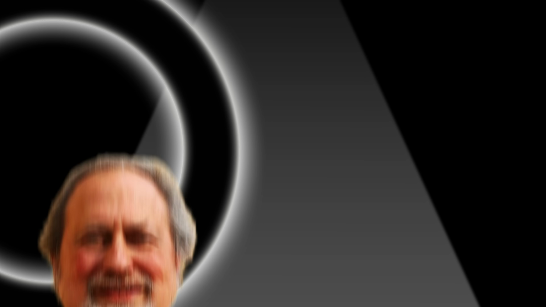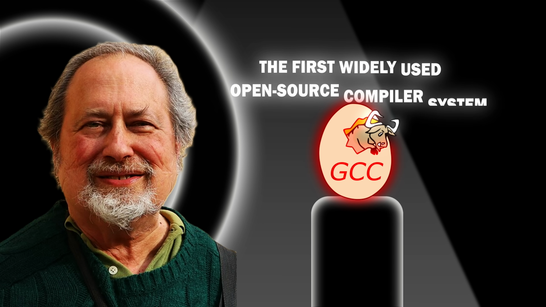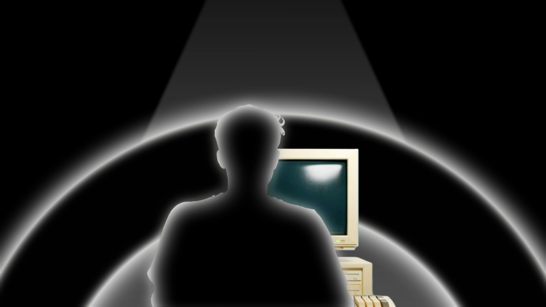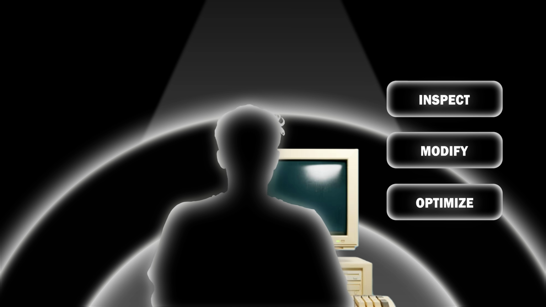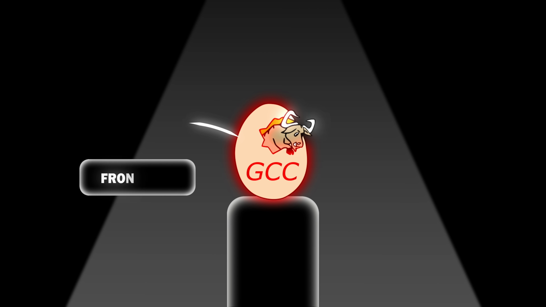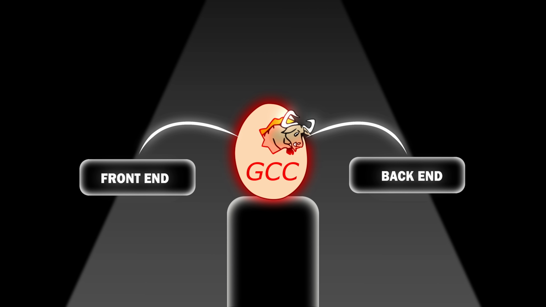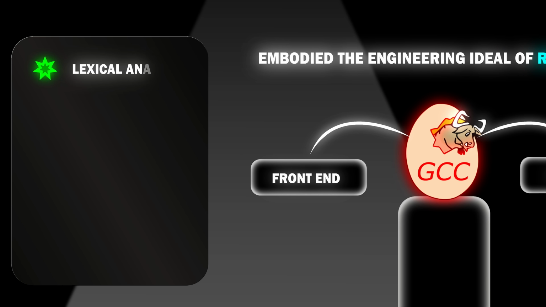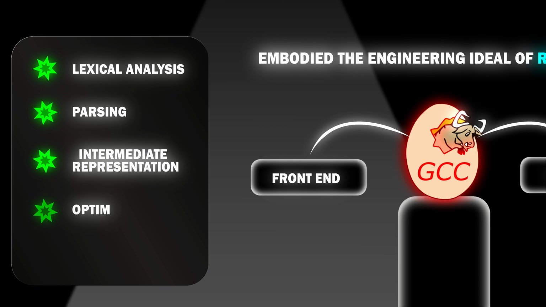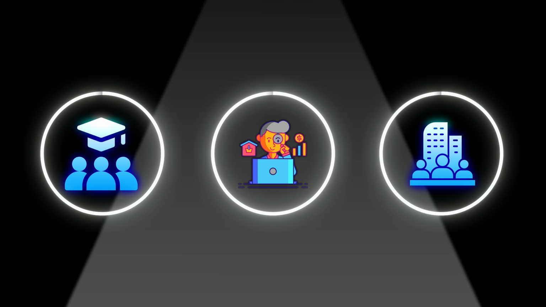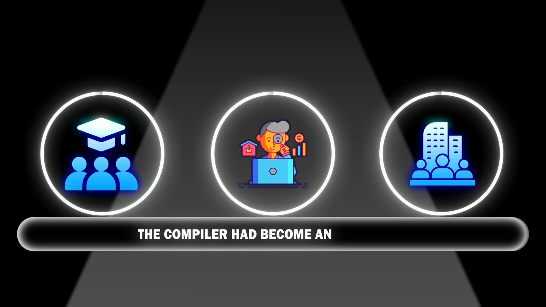In 1987, Richard Stallman's GCC became the first widely used open-source compiler system. It wasn't just software, it was infrastructure. For the first time, developers could inspect, modify, and optimize the very machinery of translation. A compiler was no longer a black box owned by corporations, it became a living collaborative artifact. GCC's modularity, its separate front ends for different languages and back ends for different architectures, embodied the engineering ideal of reusability. It encoded decades of compiler wisdom: lexical analysis, parsing, intermediate representation, optimization, and code generation. It also democratized them. Students, researchers, and companies all built on the same foundation. The compiler had become an ecosystem.